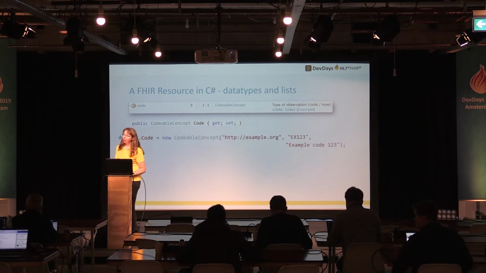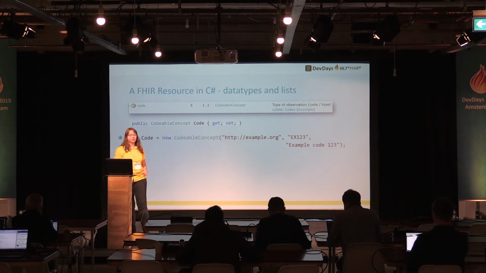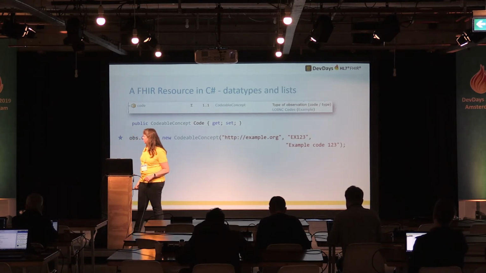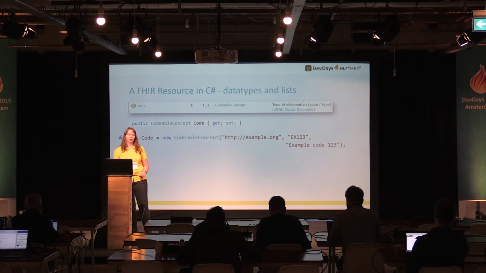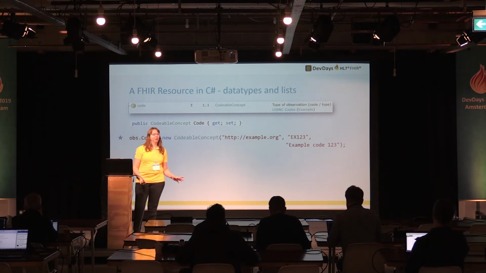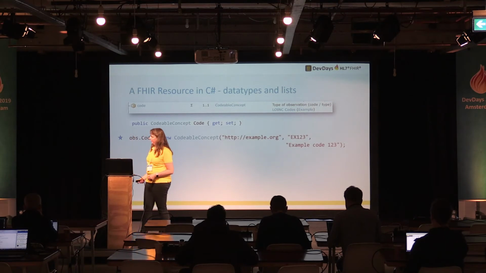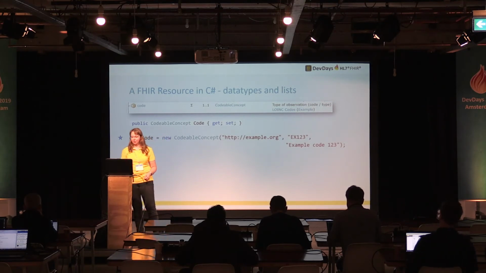For some of the classes, we have convenience methods. So for example, for the observation code, that's a codable concept, so that will take a list of codings. But if you create a new codable concept and supply a system and a code, it will already create an internal coding within that codable concept for you. So that makes life easier sometimes.